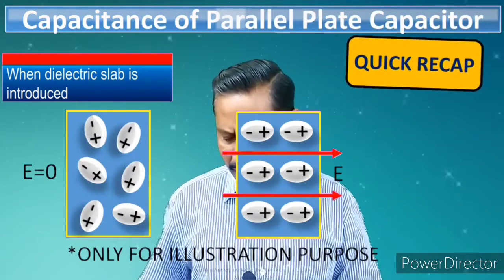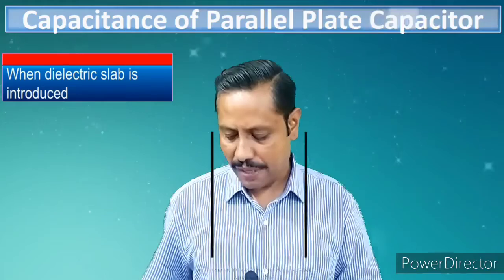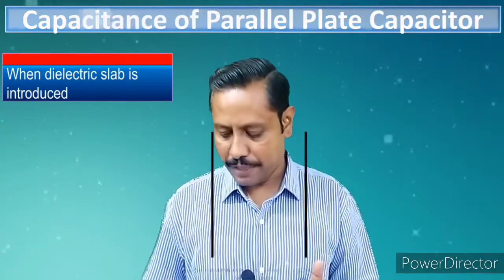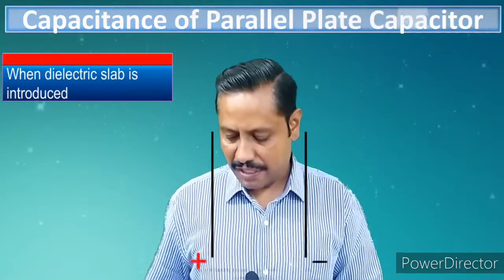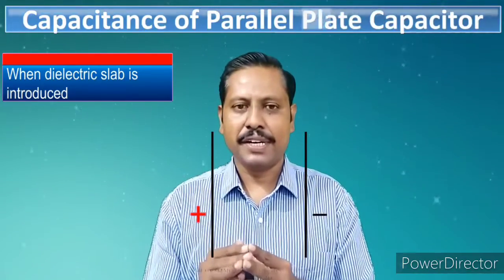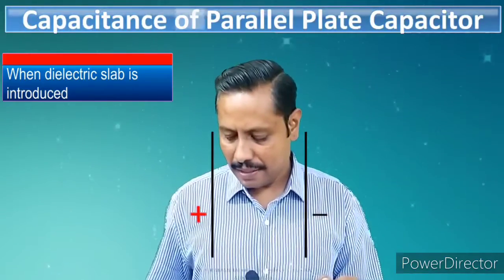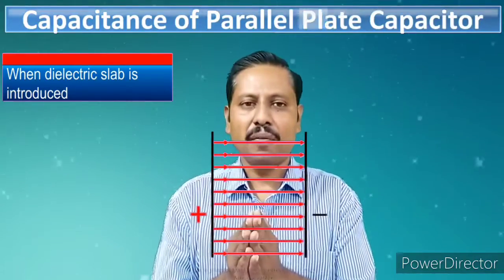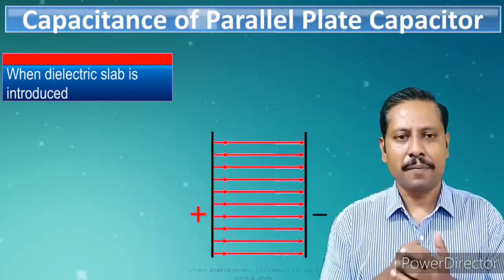Now let us say that we want to find out here the capacitance when we are having, suppose here, the dielectric slab introduced between the two plates. Let us say these are the two plates, and say the first plate is positively charged, second plate is negatively charged. Okay, and if I study the field pattern now here, the field pattern between these two plates is something like this, as shown in this diagram.